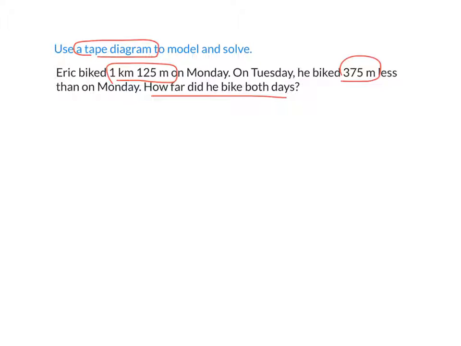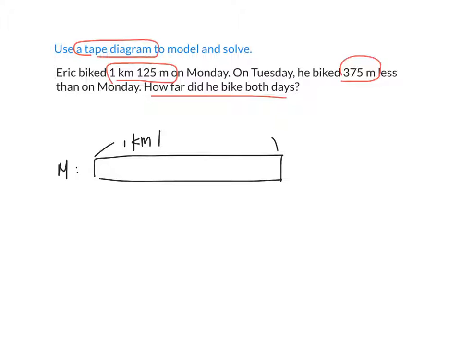So let's go ahead and draw a tape diagram. On Monday, we know that he biked M for Monday. Sometimes when there's more than one tape diagram, I label them like that. We know he biked 1 kilometer, 125 meters. Now, right off the bat, we know we're probably going to have to convert that, right? So how many meters is that altogether? How many meters is that? Sornima?